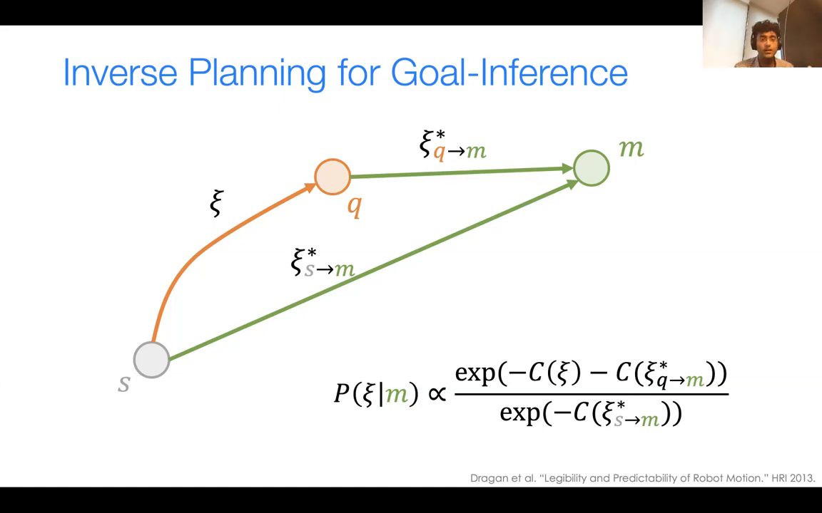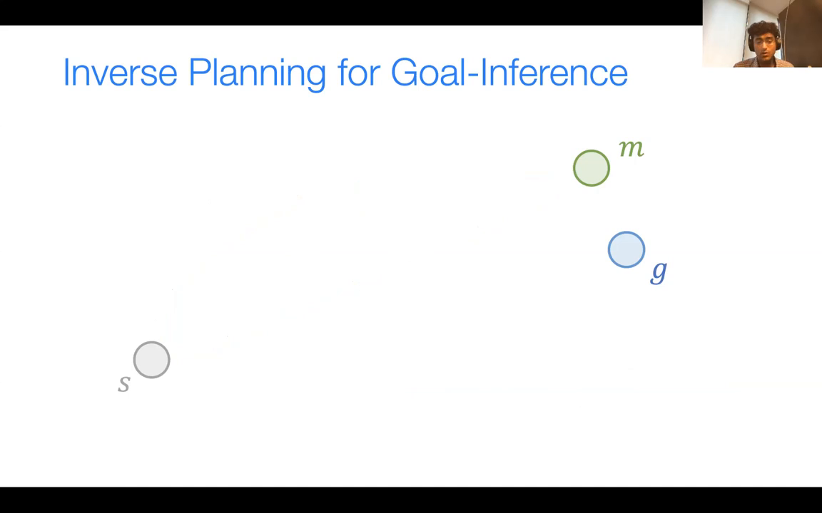This can be done in an inverse reinforcement learning or inverse planning framework, where we are doing goal inference. This idea can then be used to disambiguate goals. So let's say you have two goals, M and G. One is a motion predicate, G is a task predicate, and you see some data.